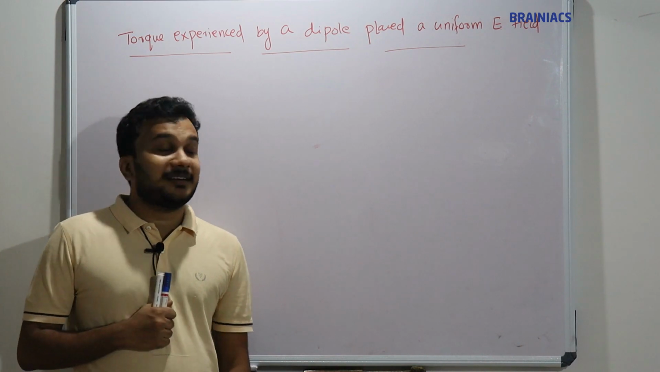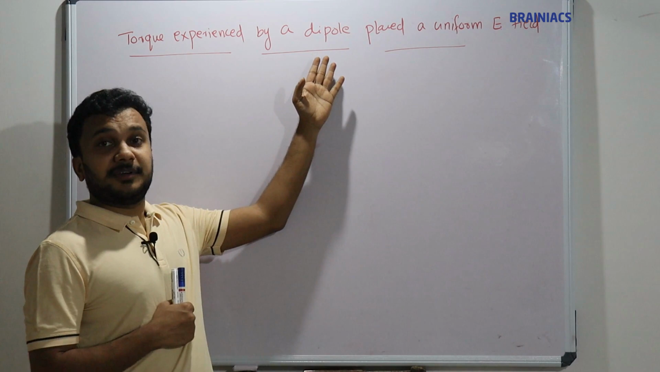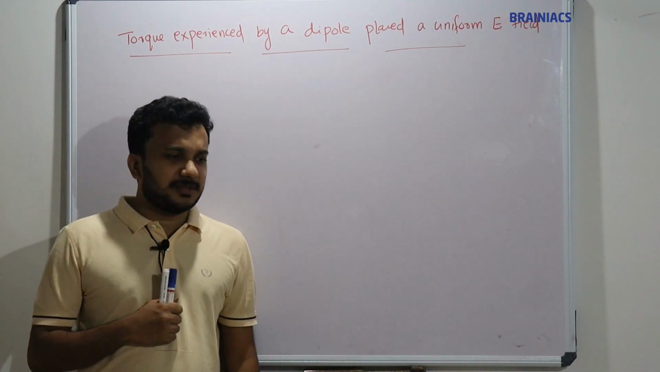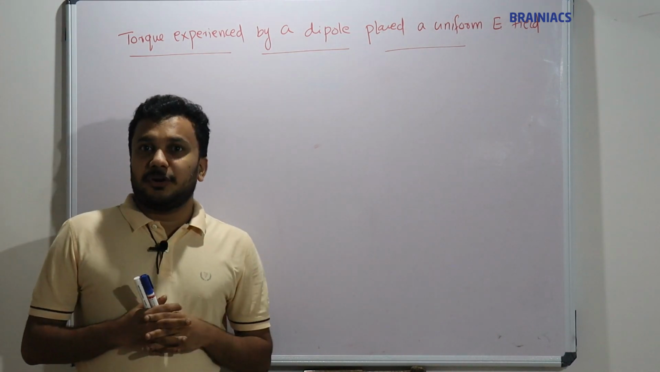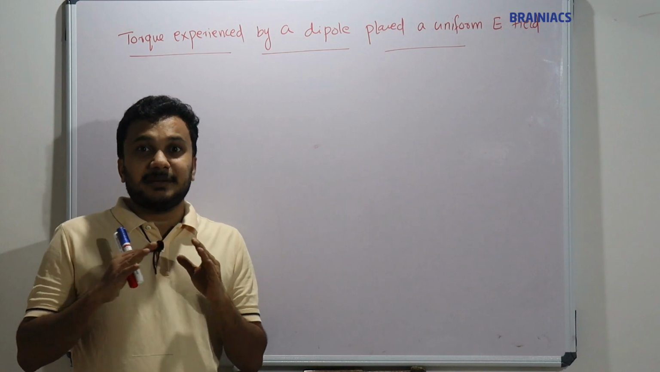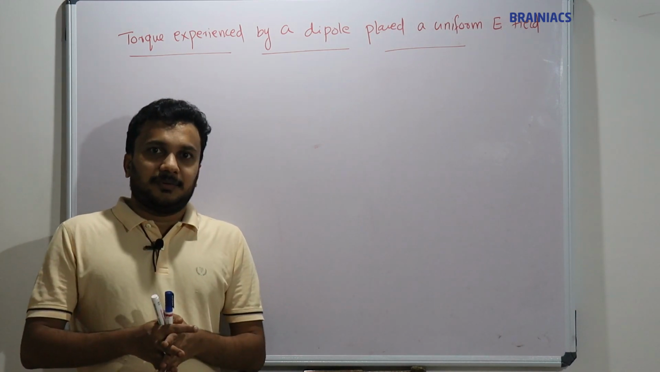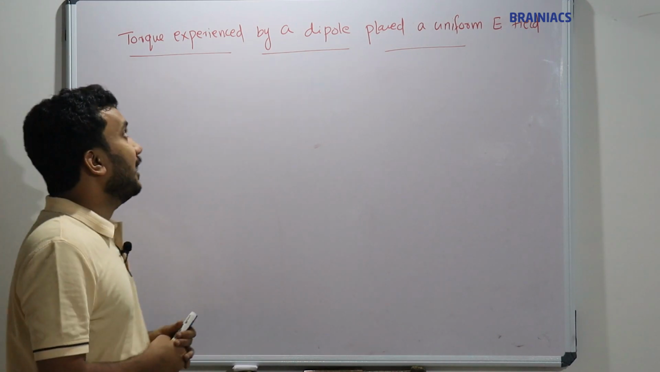So let's start. Torque experienced by a dipole, a name you are very familiar with, in a uniform electric field. What is the meaning of uniform electric field? Uniform and non-uniform. Uniform means same strength. In school you have a uniform, right? Because everybody will be equal. So uniform means everything is the same. Let's see what will happen.